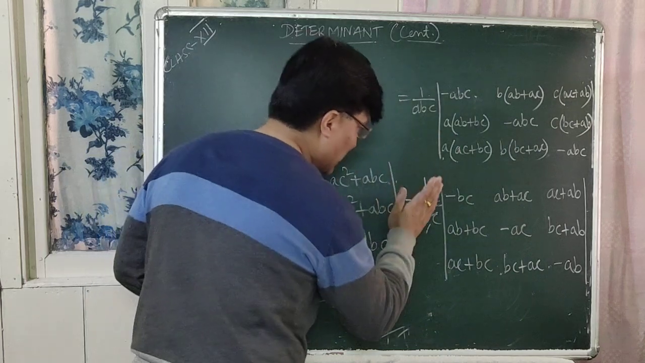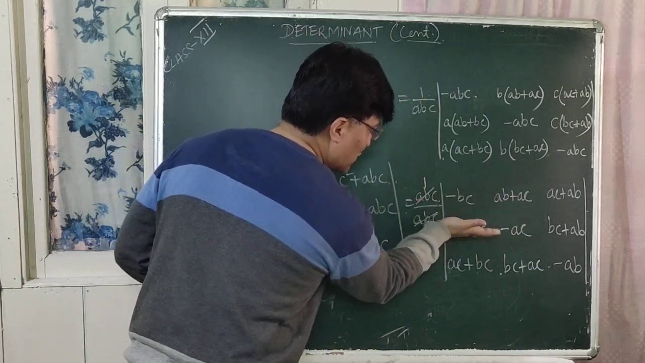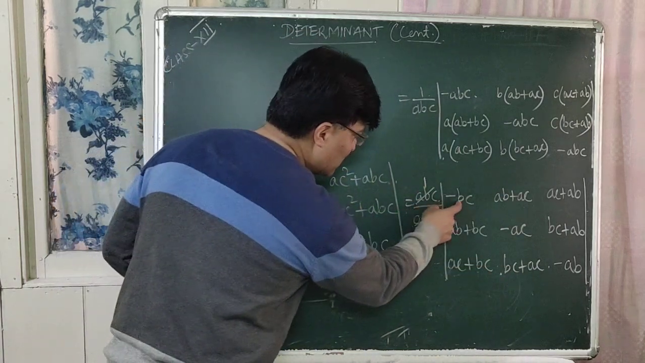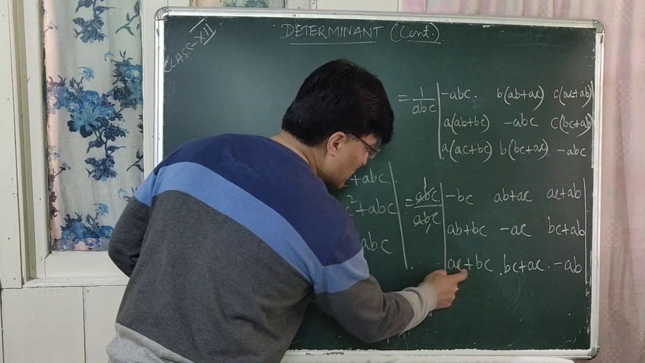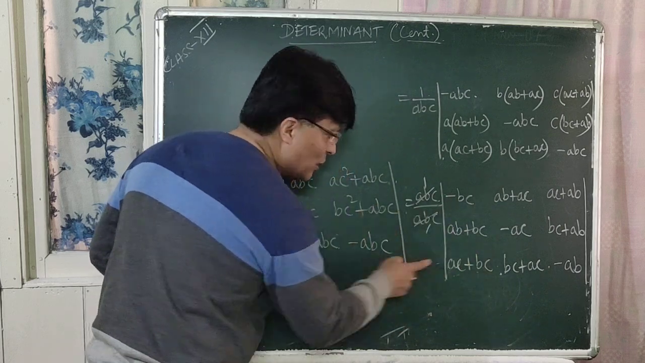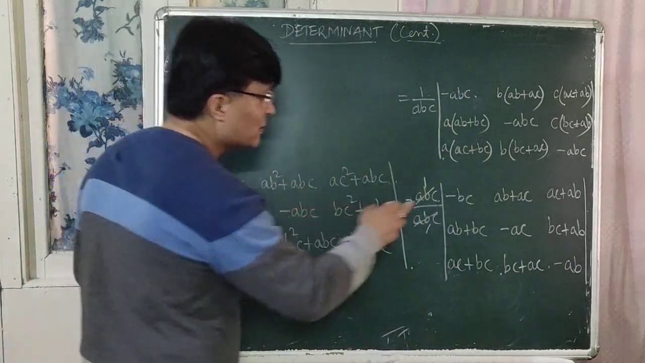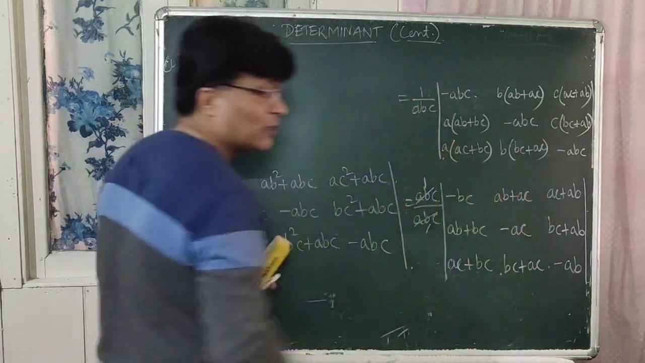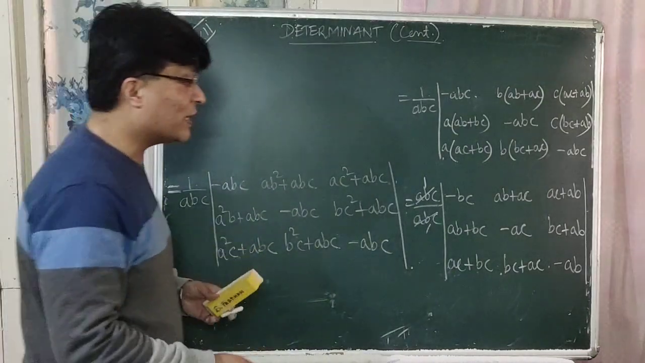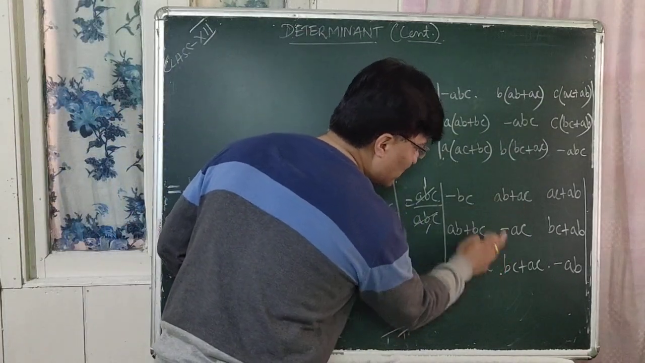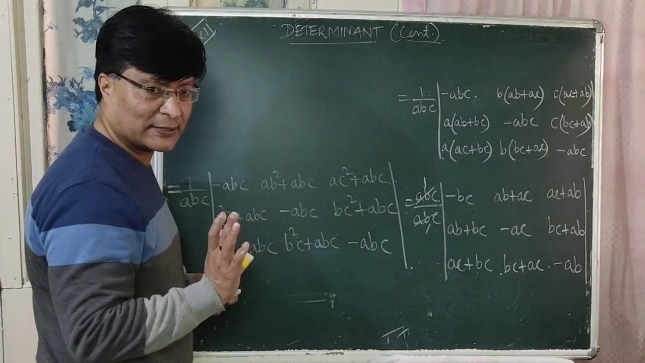Right? Let's do it from R1 plus R2 plus R3. Minus BC plus AB plus BC plus AC plus BC. BC can cancel. You will get AB plus BC plus AC. Yes, you are getting it. Next, again, if you add all these terms in the second column, what happens? AC cancels. AB plus BC plus AC. Yes, we are getting it.